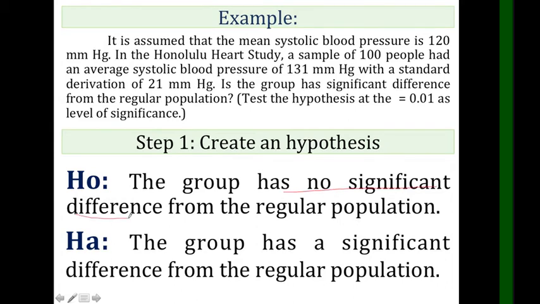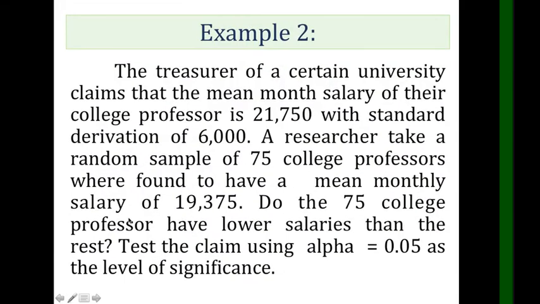Another example. The treasurer of a certain university claims that the mean monthly salary of their college professors is 21,750 with a standard deviation of 6,000. A researcher takes a random sample of 75 college professors, where he found a mean monthly salary of 19,375. Do the 75 college professors have lower salaries than the rest? That's the claim, using alpha equals 0.05 as the level of significance.